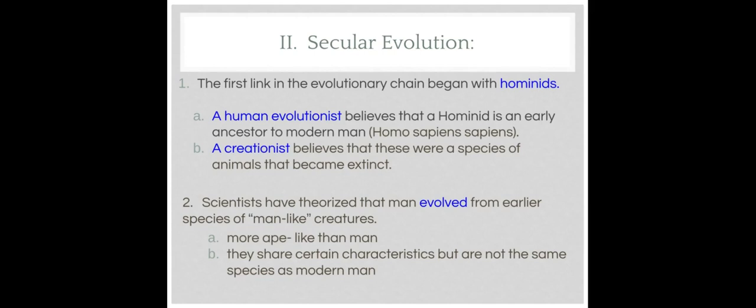Okay, now hominids existed, no doubt about it, but a human evolutionist would say that a hominid is an early ancestor of modern man, where a creationist would believe that these were a species of animals that have become extinct, that a hominid was not a man. It could be man-like, the way an ape is like a man, but it was not a human being. Okay, so scientists have theorized that man evolved from an earlier species of man-like hominid creatures. They were more ape than man, and they share certain characteristics, but they are not the same species as modern man, and evolutionists would say this as well. They're not the same species as man.